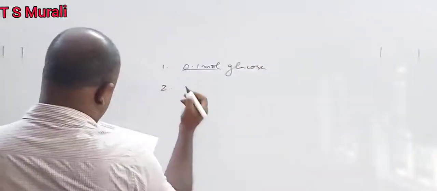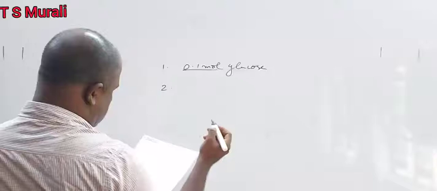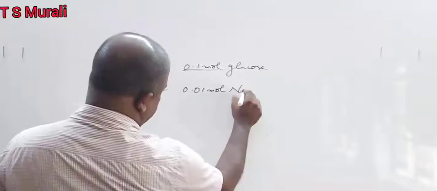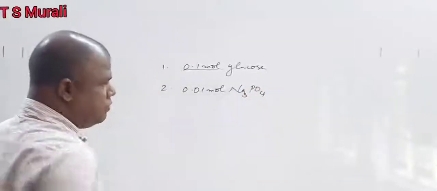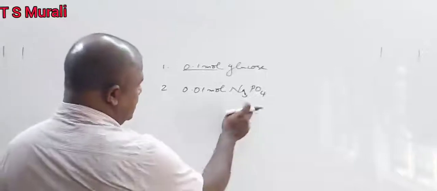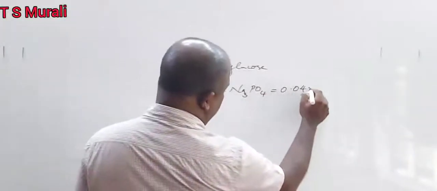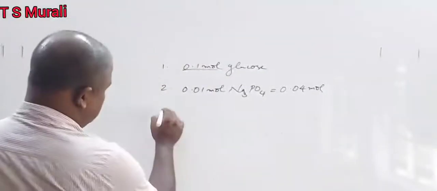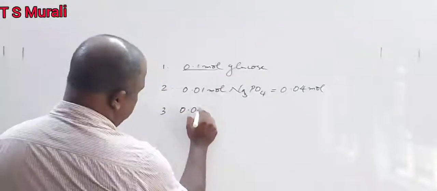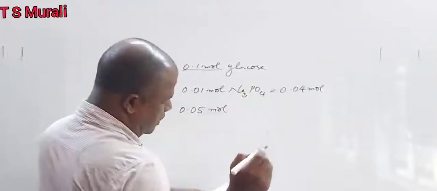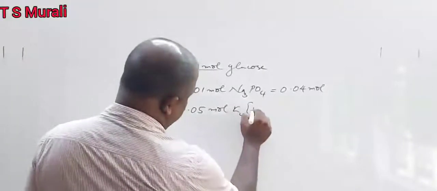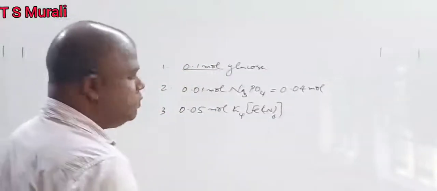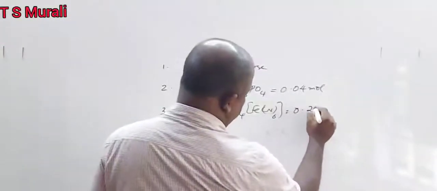0.1 is the number. Number 2, 0.01 molal Na3PO4. Here there is a problem. Na3PO4 when dissociating gives 4 particles. So 4 into 0.01 means 0.04 mole of particles are present in number 2. Number 3, 0.05 molal K4Fe(CN)6. This dissociates to form 5 particles. So 5 into 0.05 means you are getting 0.25 mole.